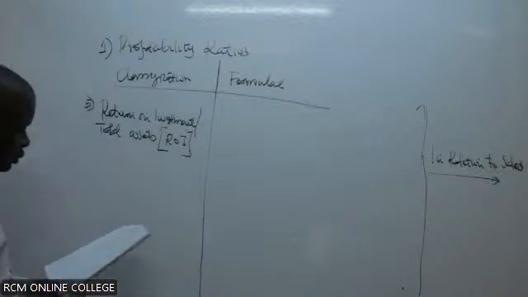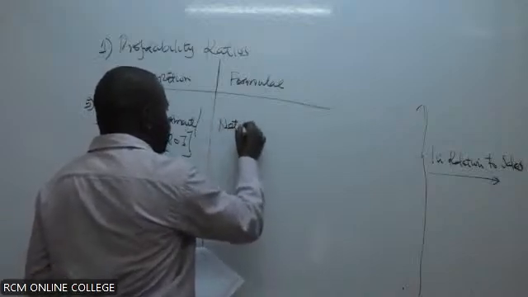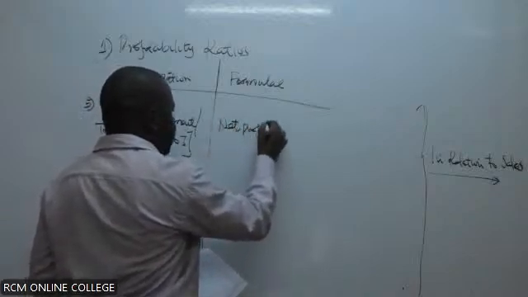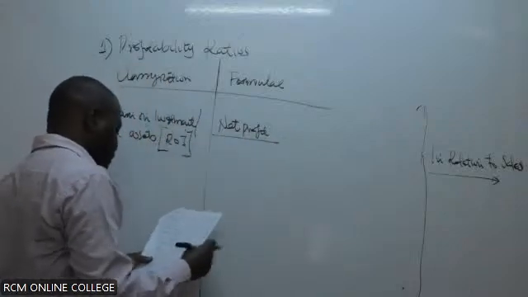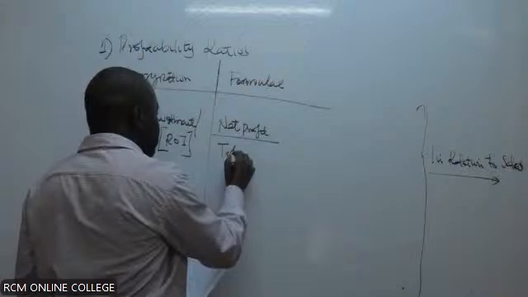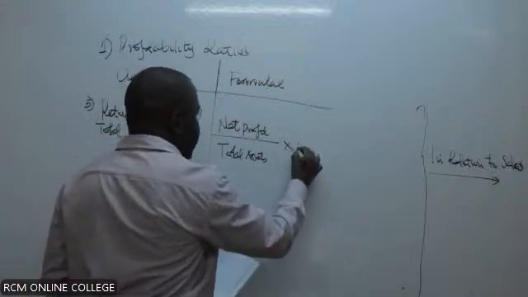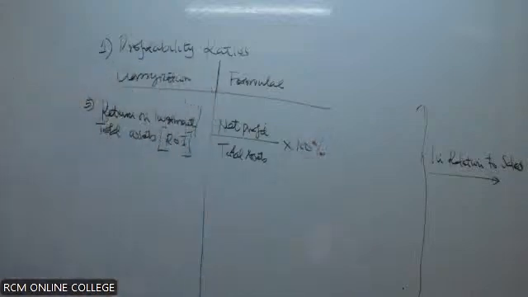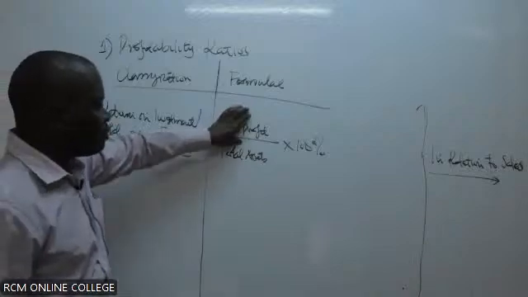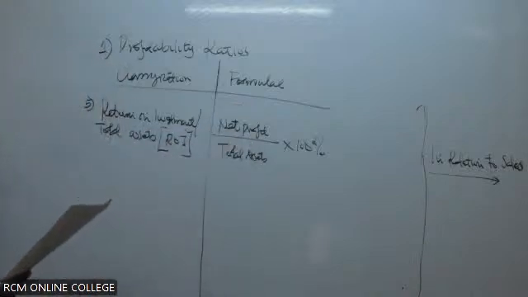So what happens here, you'll take the net profit you've earned and divide by the total assets. You multiply by 100%. So you'll be able to get your return in terms of profit in comparison to your total assets.